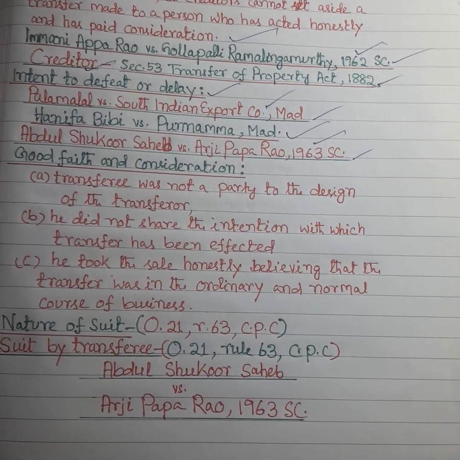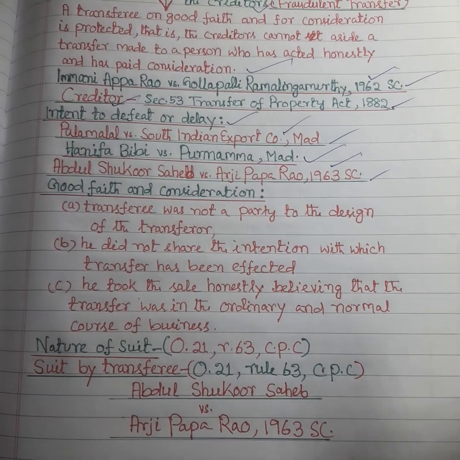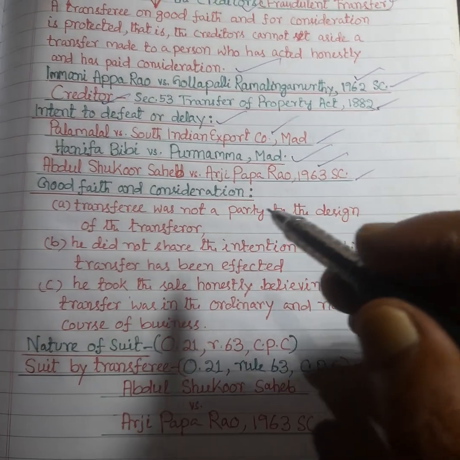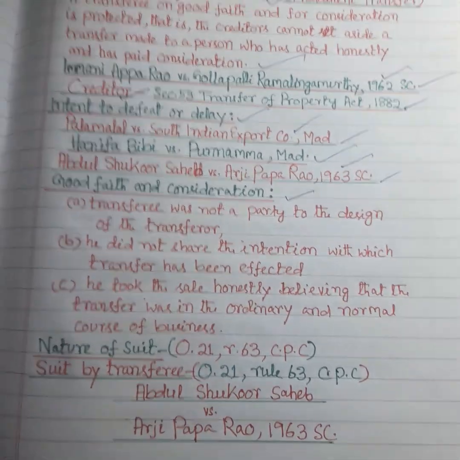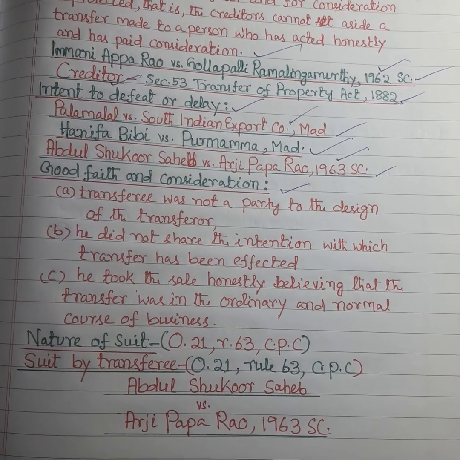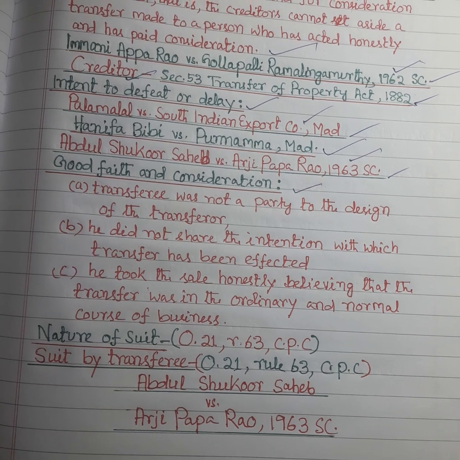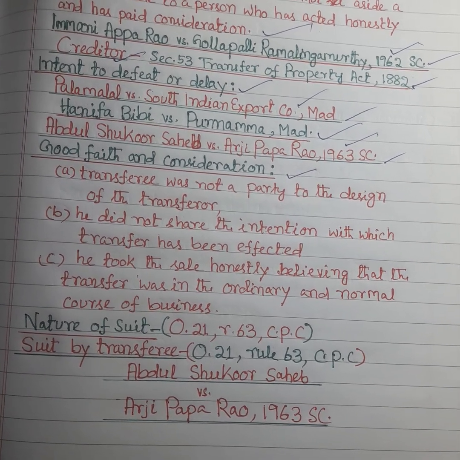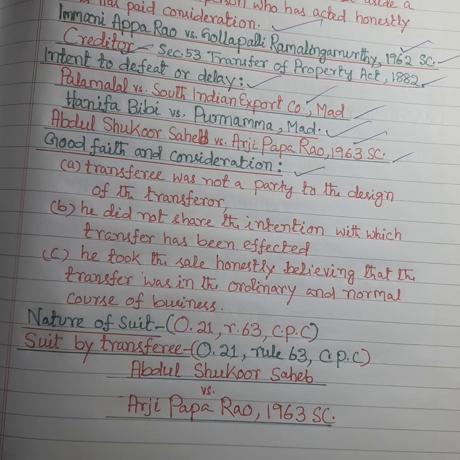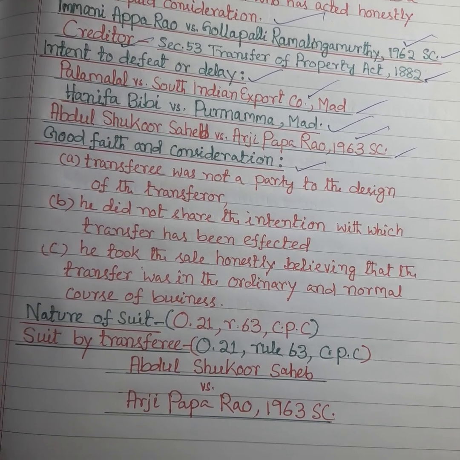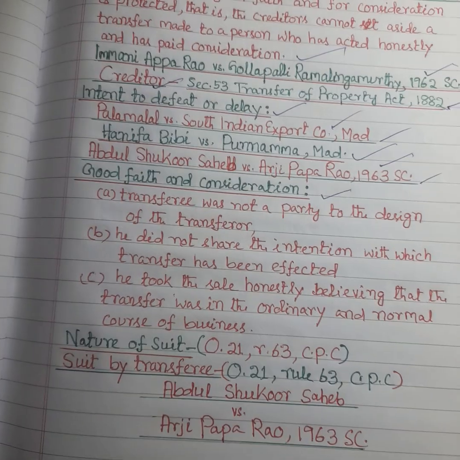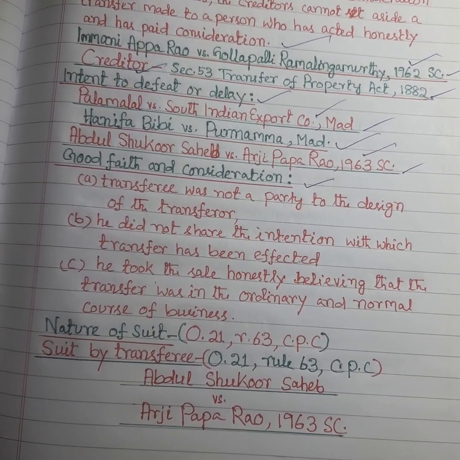And now we'll discuss another important fact relating to fraudulent transfer, and that is good faith and consideration. Regarding that, if the creditors establish that the transfer was made with the object of defeating them, the burden shifts on the transferee to prove that he had paid a fair price and that he was not a party to the fraud. The term consideration, as used in this section, has the same meaning as it has in the Contract Act and therefore excludes natural love and affection.